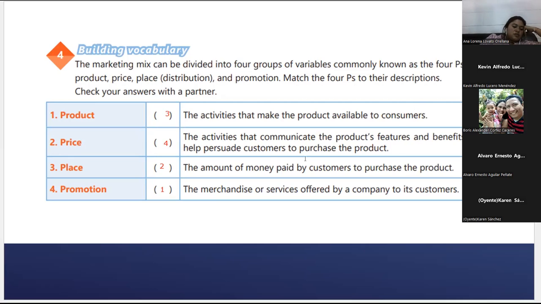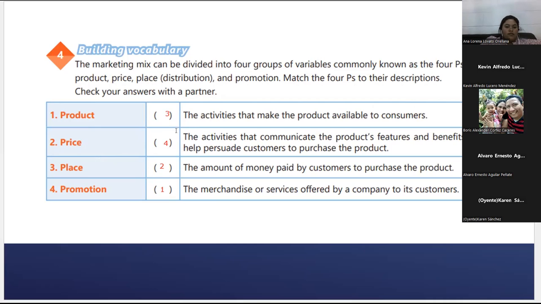To purchase the product. Now we are going to read them all together. Okay. Number one, the activities that make the product available to consumer is the place. Vale, así lo vamos a leer. Vamos a decir la definición y vamos a decir is, y luego el nombre de la estrategia, ¿ok? Vamos a ver. The first one. The activities that make the product available to consumers. What is that? The place. Right, is place.